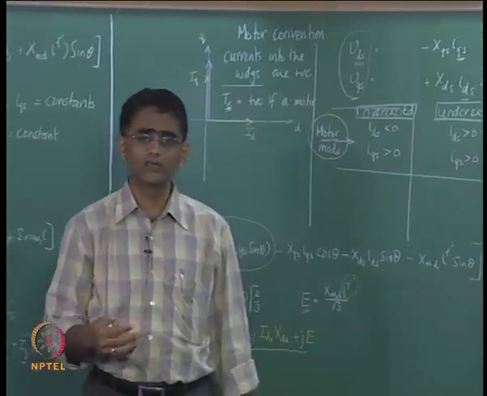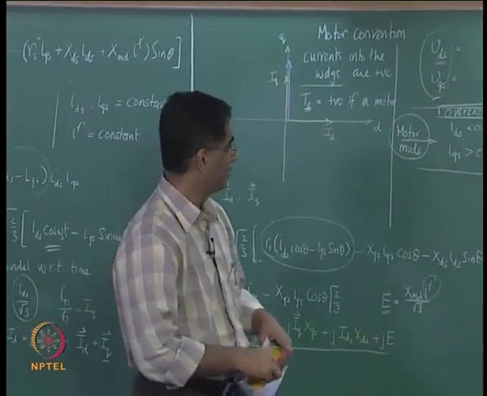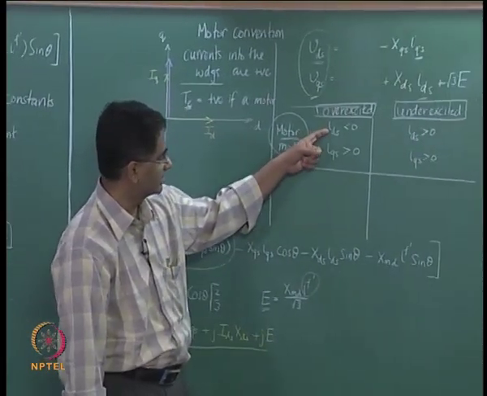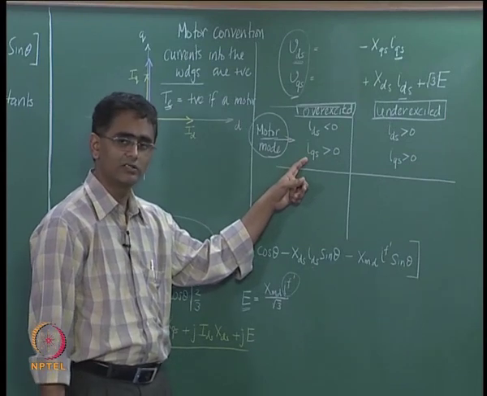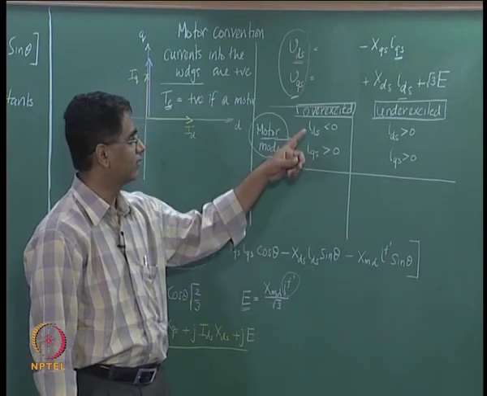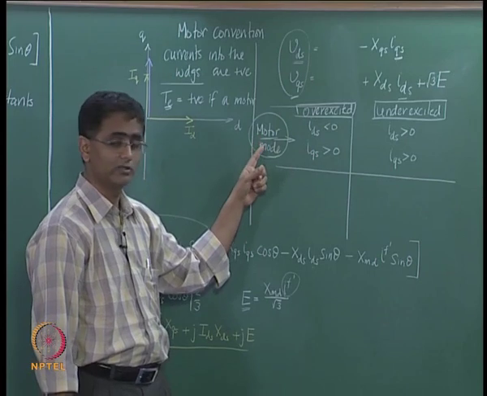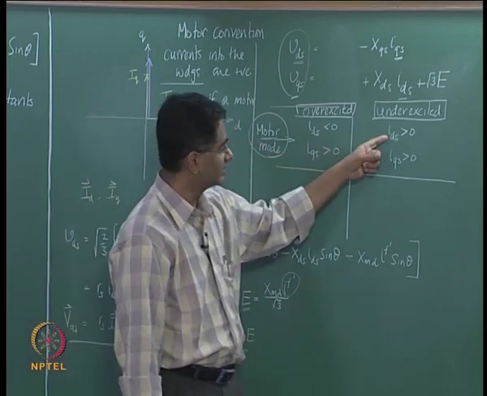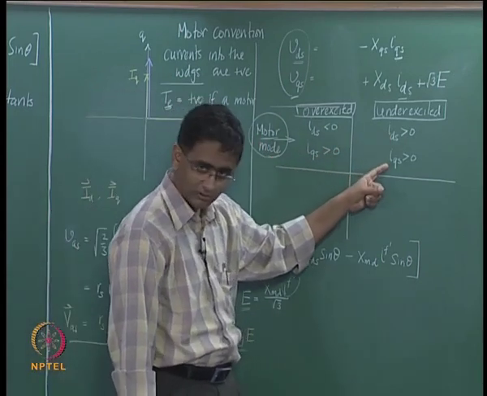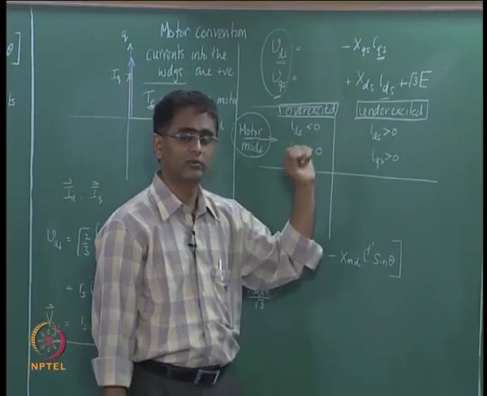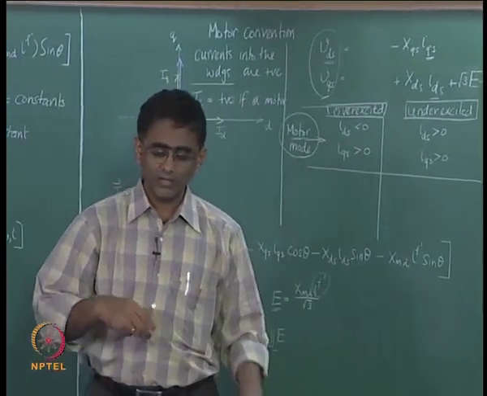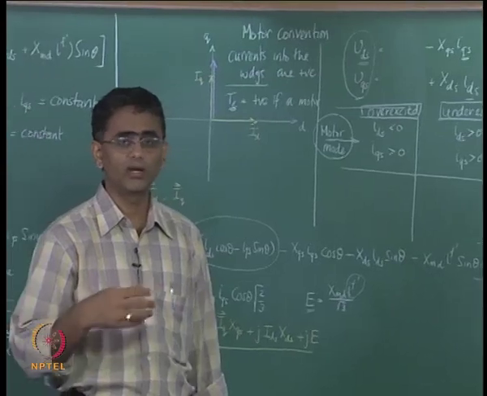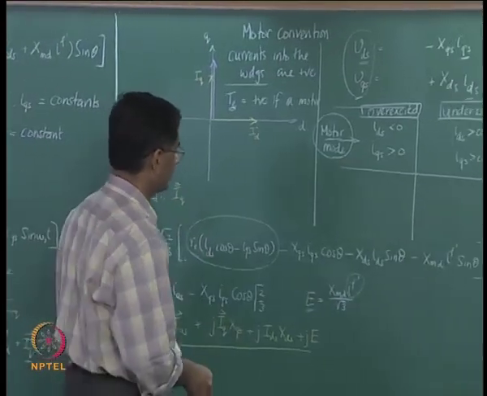So using the conventions that we have used, if we have a case where IDS is less than 0 and IQS is greater than 0, one can say that we are looking at an over excited synchronous motor. If IDS is greater than 0 and IQS is also greater than 0, we can say we are looking at the machine operating as an under excited synchronous motor.